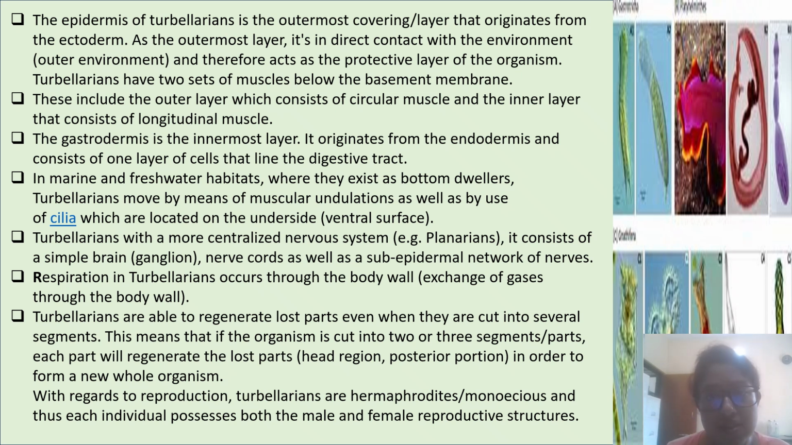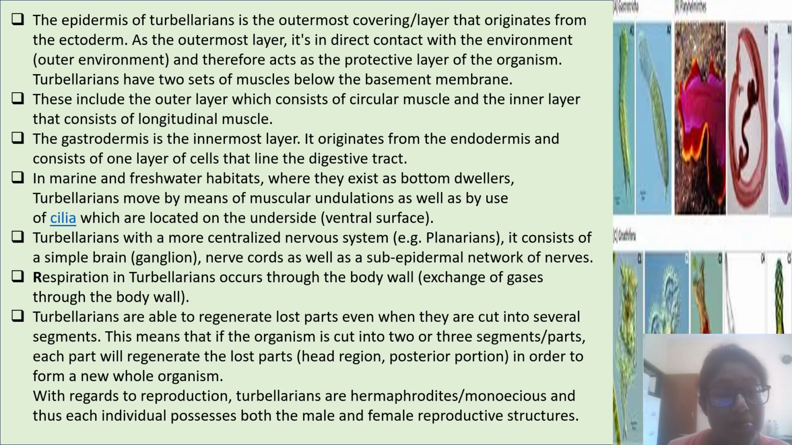Turbellarians have two sets of muscle below the basement membrane. This includes the outer layer, which consists of circular muscles, and the inner layer that consists of longitudinal muscles. The gastrodermis is the innermost layer. It originates from the endoderm and consists of one layer of cells that line the digestive tract. In marine and freshwater habitats where they exist as bottom dwellers, turbellarians move by means of muscular undulation, as well as by use of cilia, which are located on the underside, that is, the ventral side.